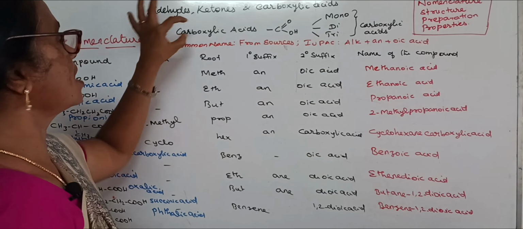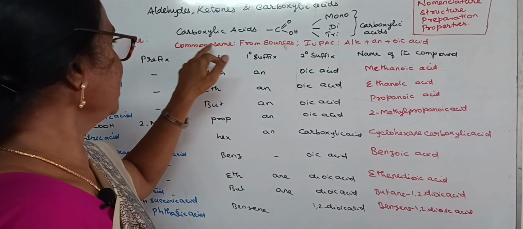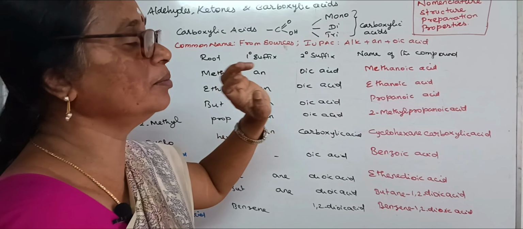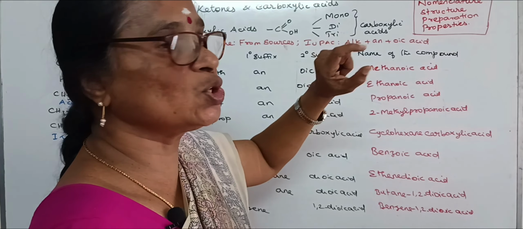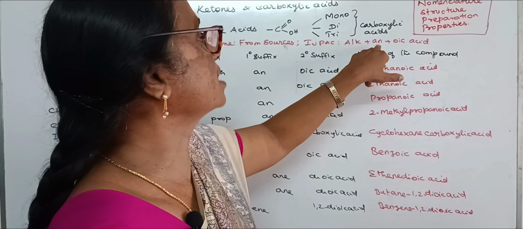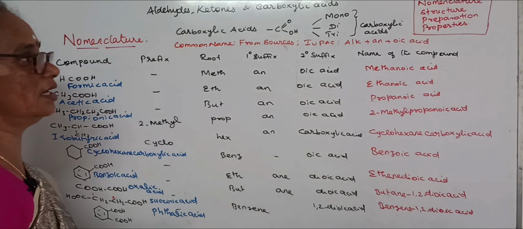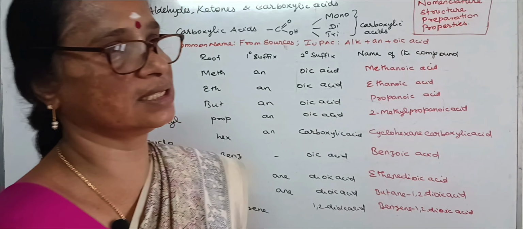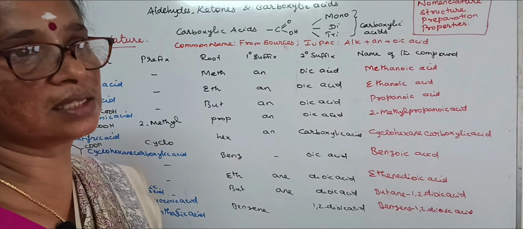So first of all, carboxylic acids, how do they get their name? The common names actually arise from their sources, but the IUPAC name is alk plus ane plus oic acid. If saturated, we use ane; if unsaturated, depending on the unsaturation, we may use ene or yne. Here we have taken only the saturated ones, so the name is alk plus ane plus oic acid, alkanoic acid. And this carboxylic acid has a carbonyl group and a hydroxyl group.